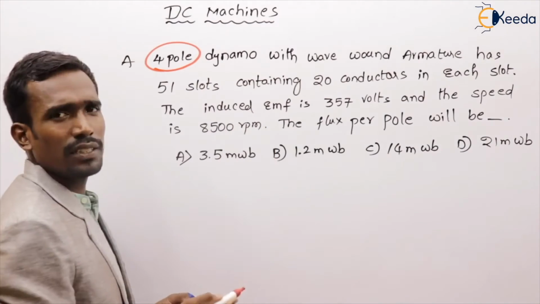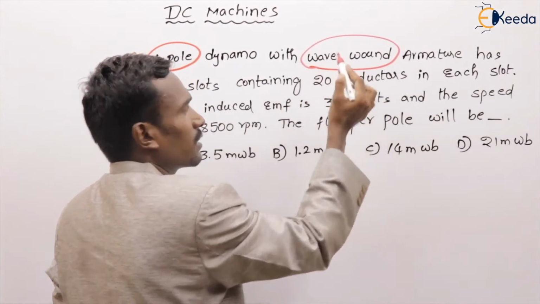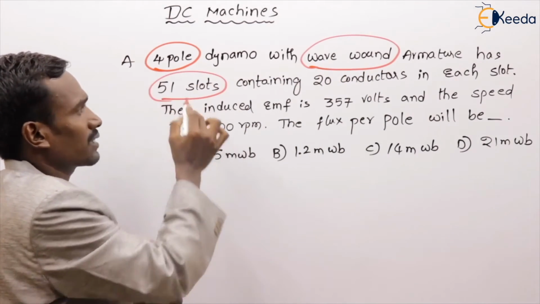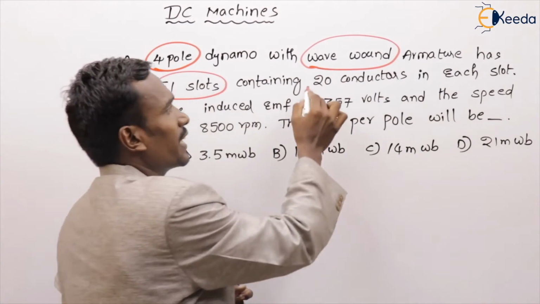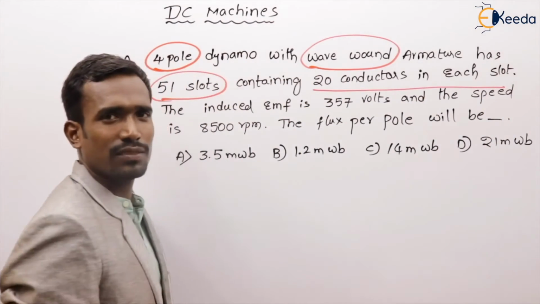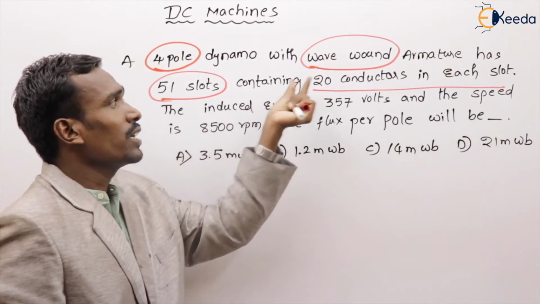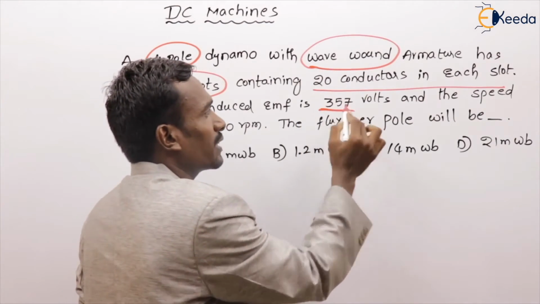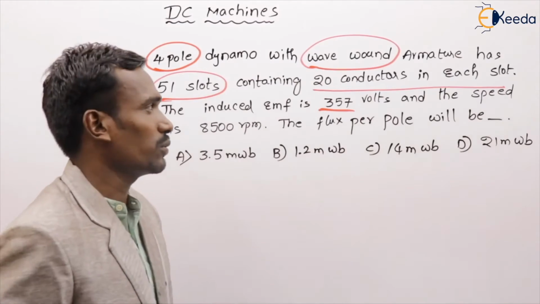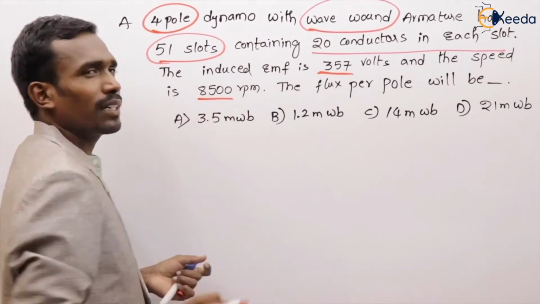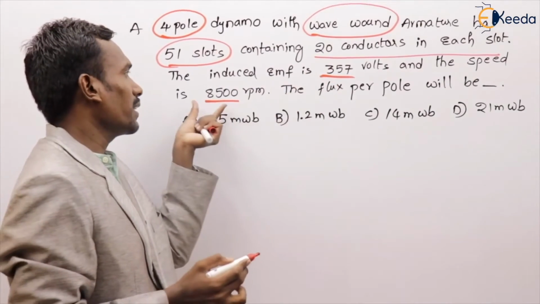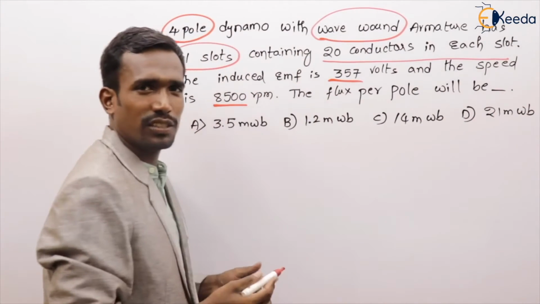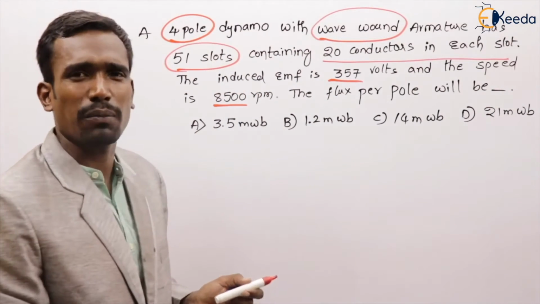A 4-pole generator with a wave wound armature winding has 51 slots containing 20 conductors in each slot. The induced EMF is 357 volts and the speed is 8500 RPM. The flux per pole will be dash. So they ask for the flux per pole.